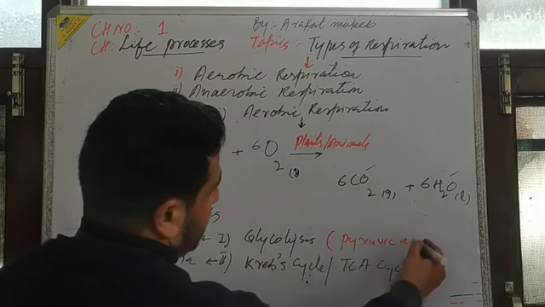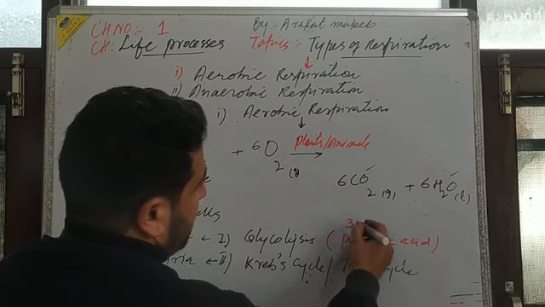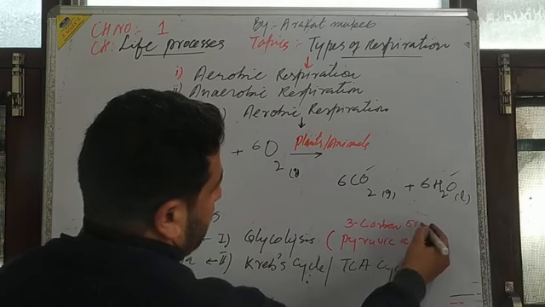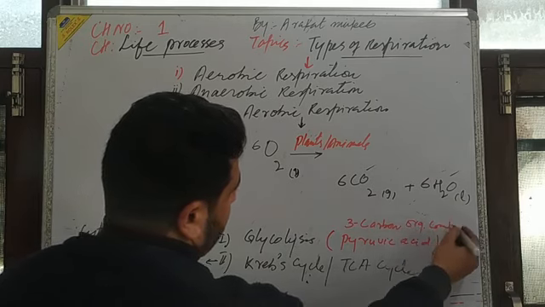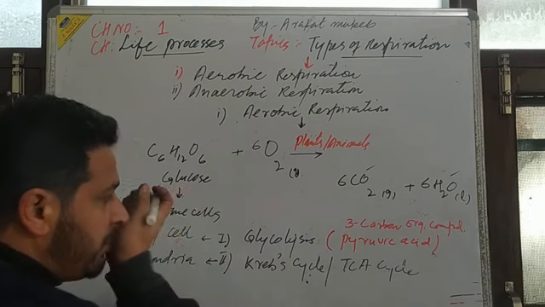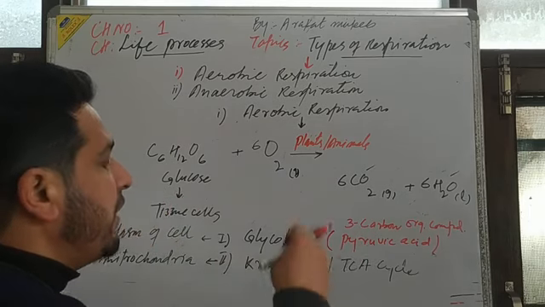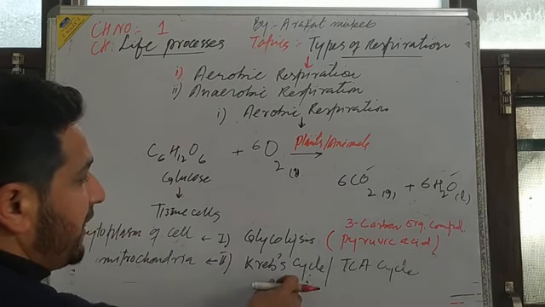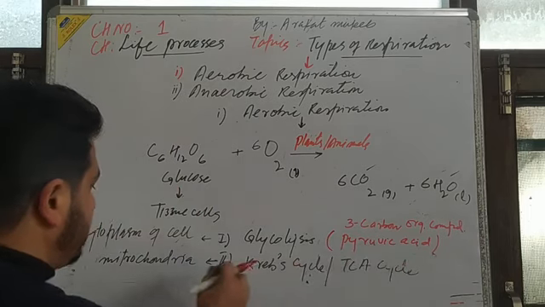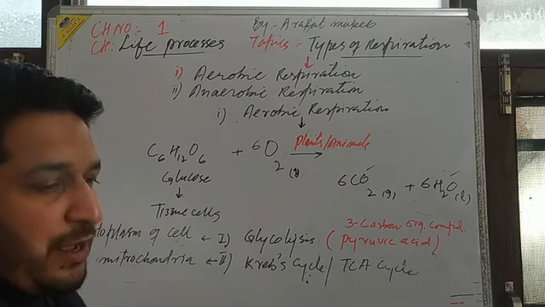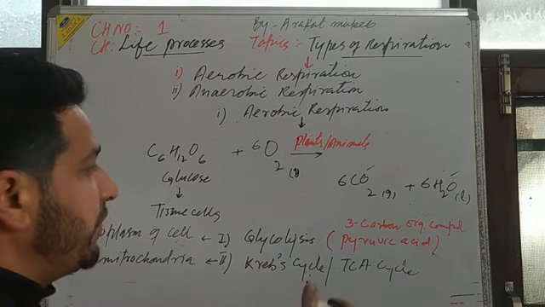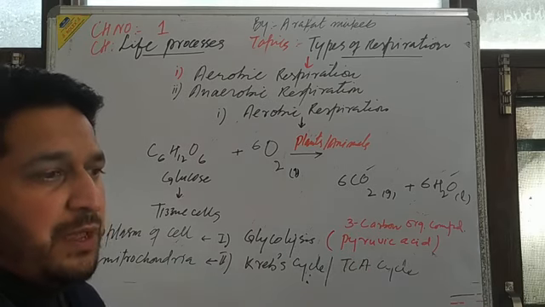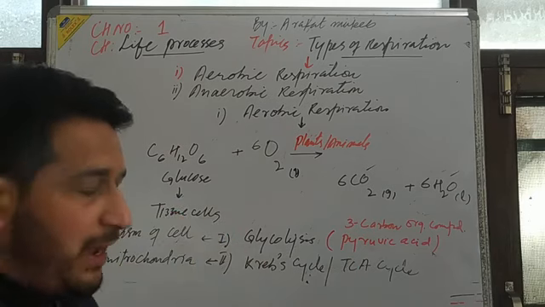Pyruvic acid, it is a 3 carbon organic compound. यहाँ pyruvic acid बनता है intermediate product. फिर later on this pyruvic acid enters into the Krebs cycle. Then इस chemical को लिया जाता है माइटोकॉन्ड्रिया में जाके ये कन्वर्ट होता है एसिटाइल को ए in the presence of enzyme acetyl CoA enzyme.